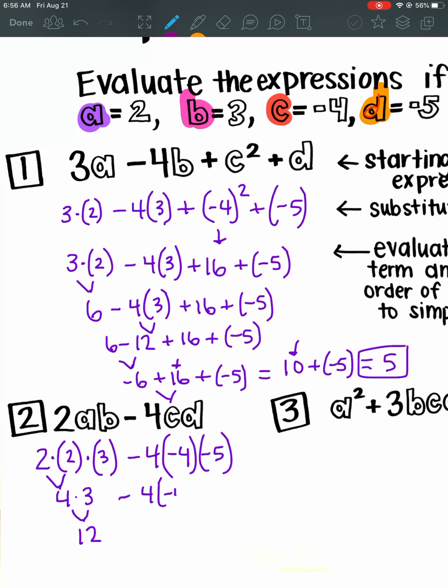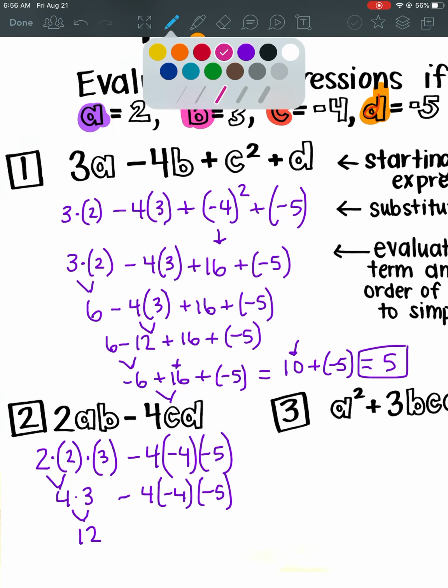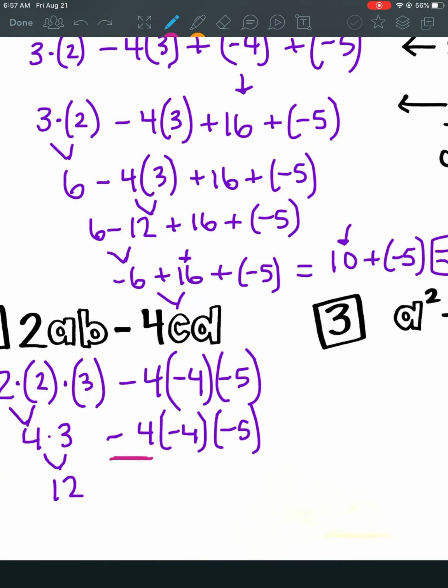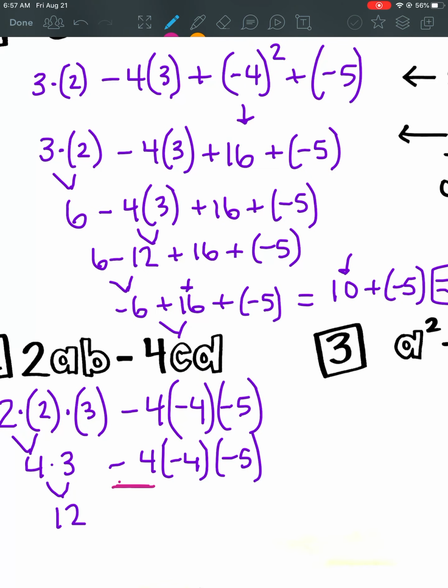All right, minus, then we have 4 times negative 4 times negative 5. Be careful with all of our negatives. I look at this 4 that's in front here, this minus 4, I look at that as a negative so that we don't have 2 signs in our problem. Kind of like up here where we had plus a -5. That's the same thing as subtraction. So I always like to simplify the signs.